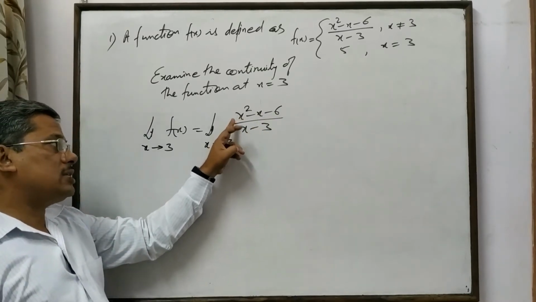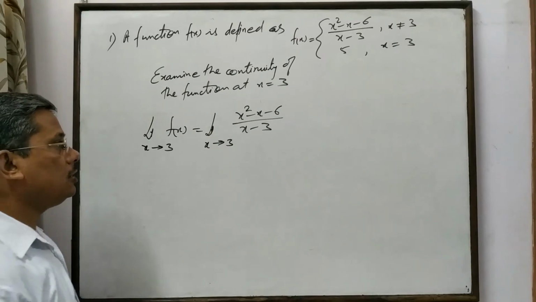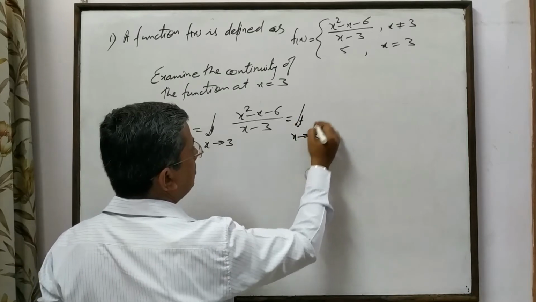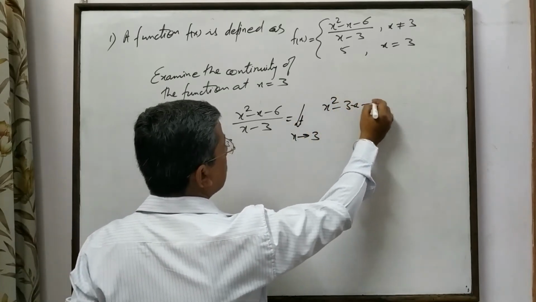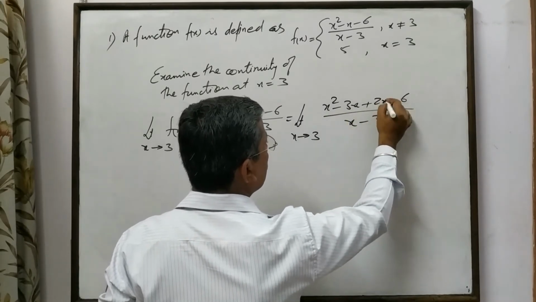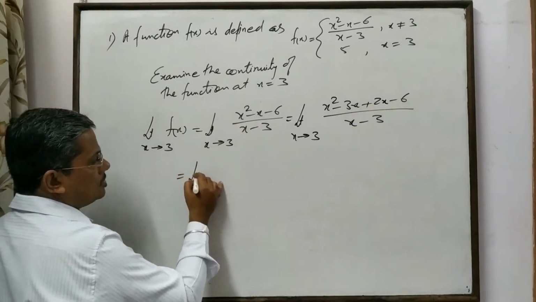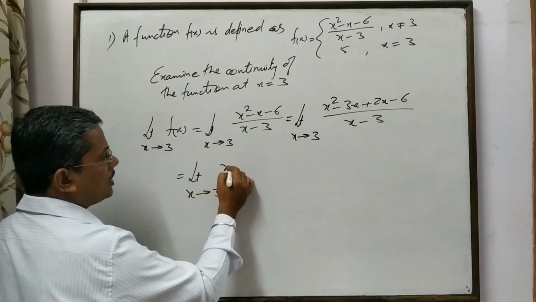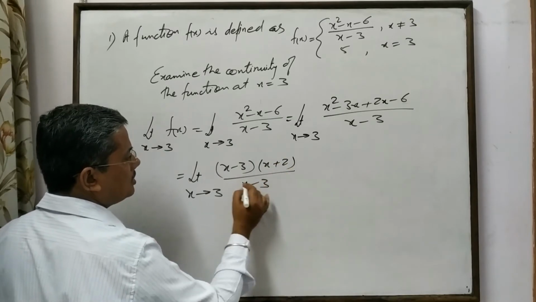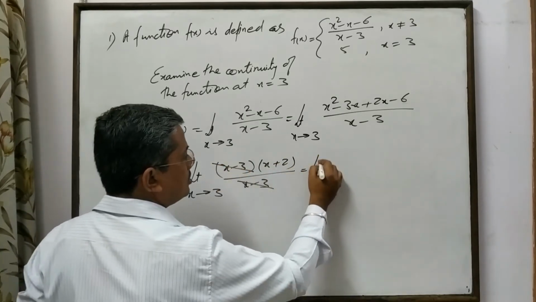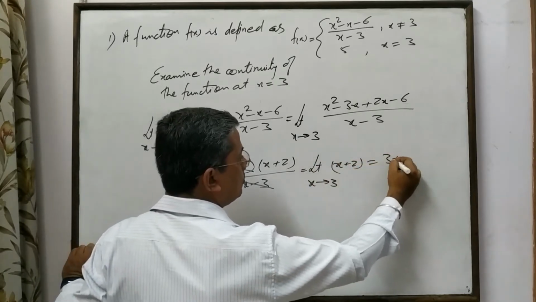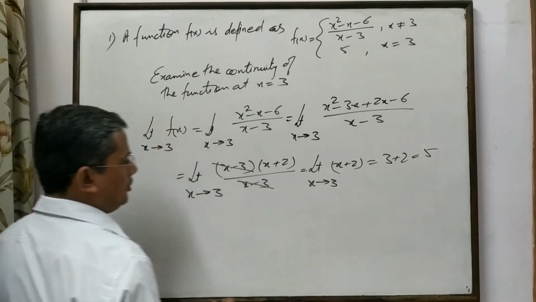Then x minus 3 must be a factor of both numerator and denominator. So we can split the middle term. Limit x tends to 3, x square minus 3x plus 2x minus 6 upon x minus 3. Solve this. This is limit x tends to 3, x minus 3 into x plus 2 upon x minus 3. Cancel the common factor. This is limit x tends to 3, x plus 2 is equal to 3 plus 2 is equal to 5.